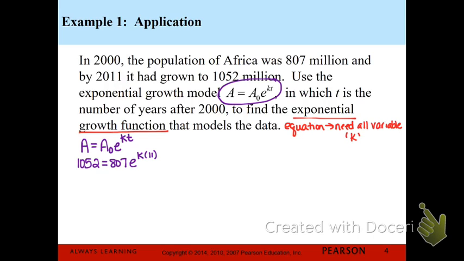But where's K at? In the exponent. All right, so we got to get this exponential piece by itself. What do we do? K times 11, log? Not yet. Got to get that part by itself first. I've got that 807 over there. What am I going to do with it? Divide it. So divide both sides by 807.